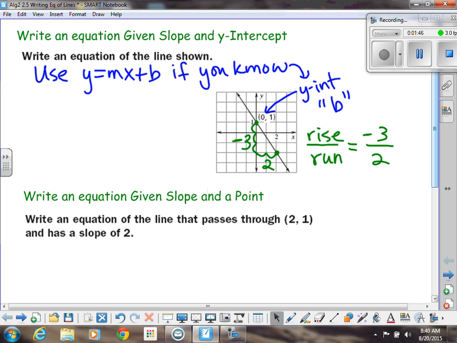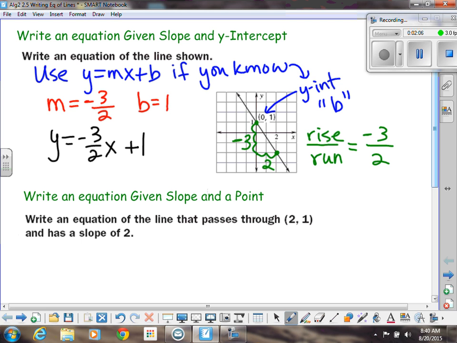So we're going to write those values over here. We know that my m, my slope, my rise over run, is negative 3 over 2. And the b value is my y-intercept, which is 1. So all I have to do is plug that into the y equals mx plus b equation, so that I get y equals negative 3 halves x plus 1.